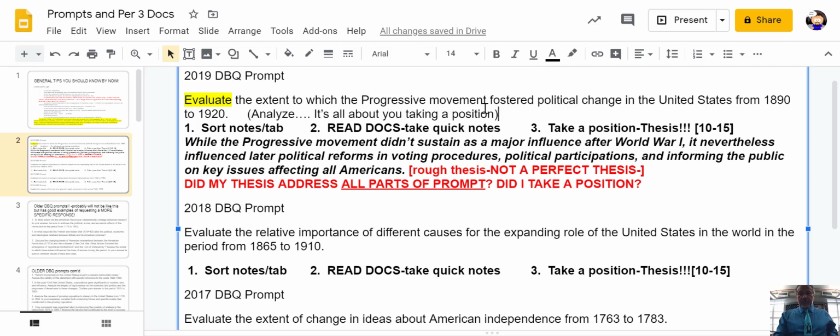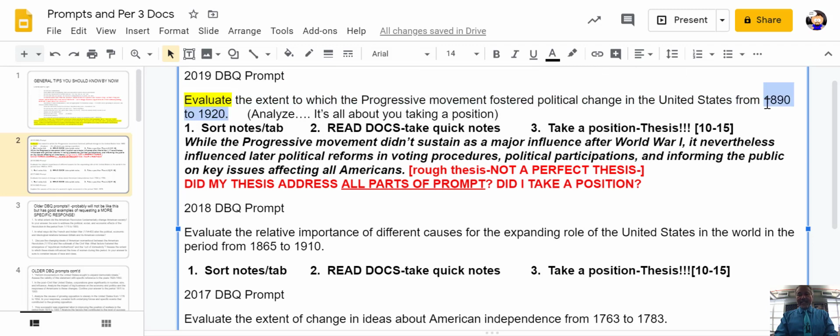The extent to which the progressive movement fostered political change in the United States. See, your knowledge is right here. Mr. Price would be jotting that. If I had the test paper or if I'm typing, I'm already thinking, oh yeah, that's right after the Gilded Age, Jane Addams. I'm already thinking in my head Teddy Roosevelt. Change the United States from 1890 to 1920.